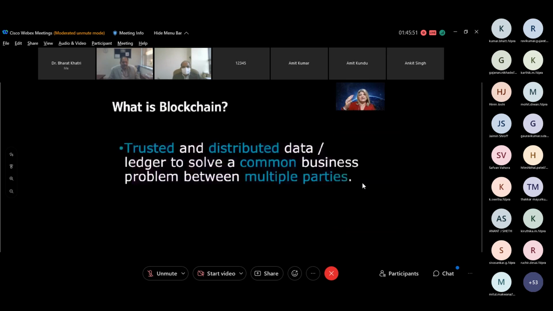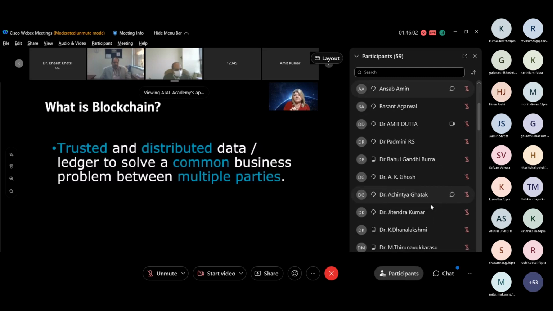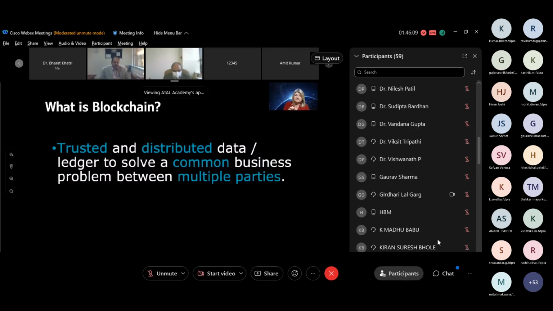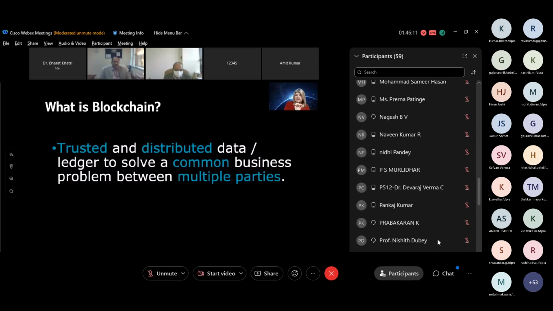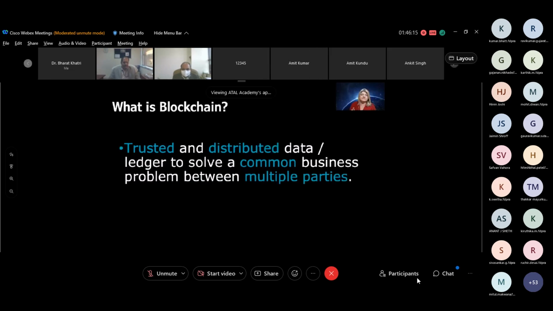But now let's investigate what this is all based on, what is required here, which is the blockchain itself. So the blockchain is a trusted ledger. It enables that data to be trusted. I'll talk here in a second about how it's got multi-levels of trust. It distributes the data as well, and it helps to solve a common business problem between multiple parties.